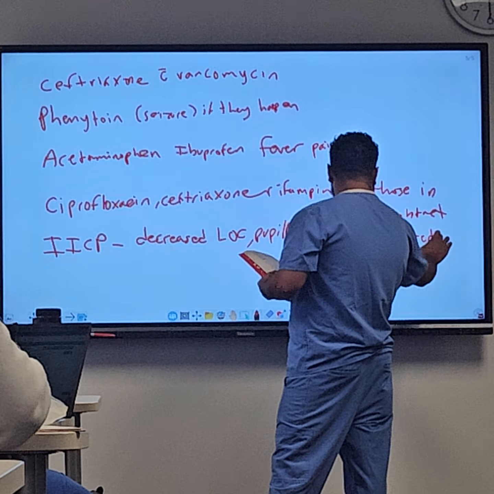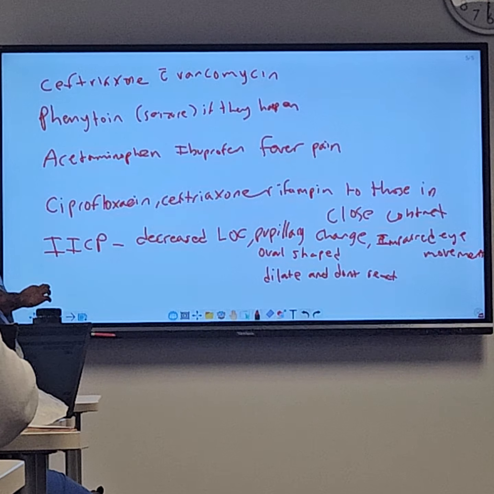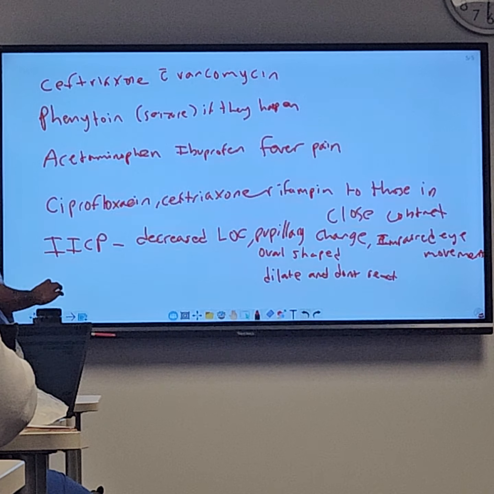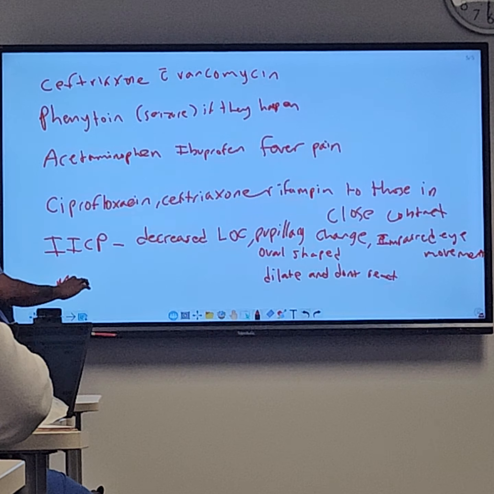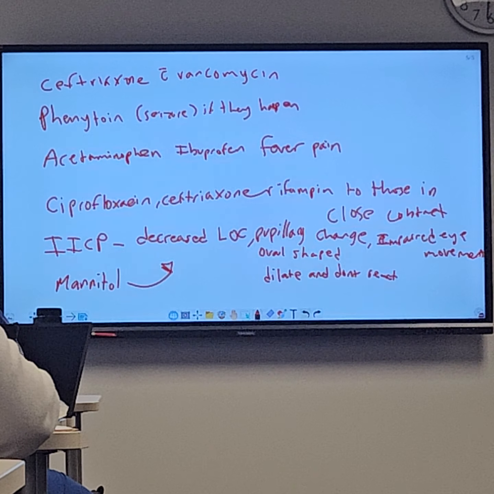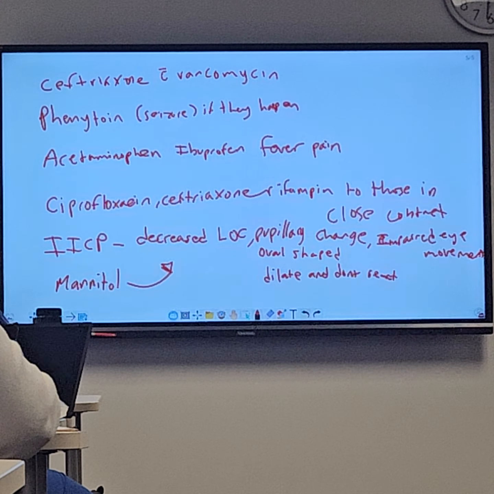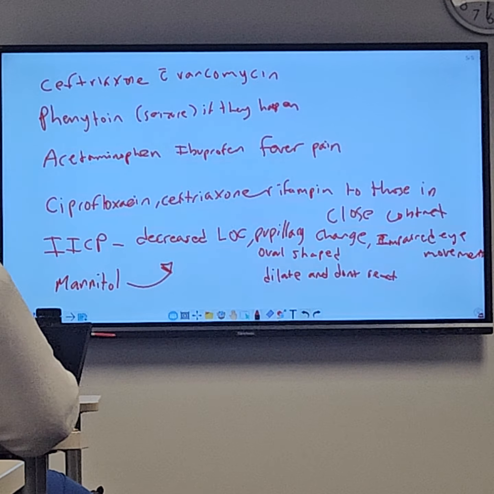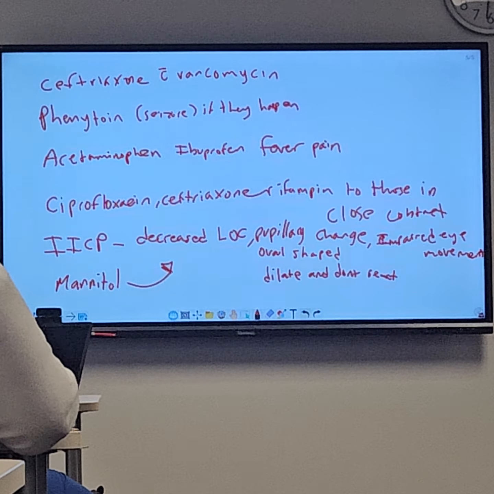And what's the treatment for ICP as we have all this inflammation and fluid buildup? Which diuretic? Mannitol. You'll give mannitol to treat this, treat the ICP. Especially whenever you have cerebral, specifically fluid buildup in the brain, cerebral edema, or ICP, you should know mannitol.